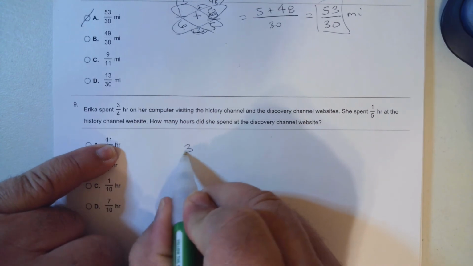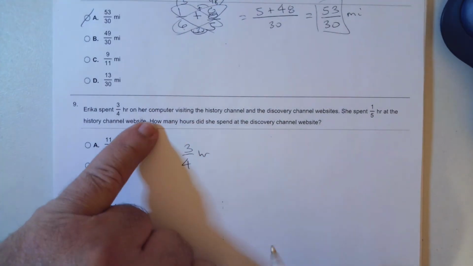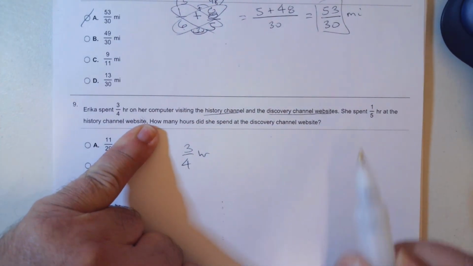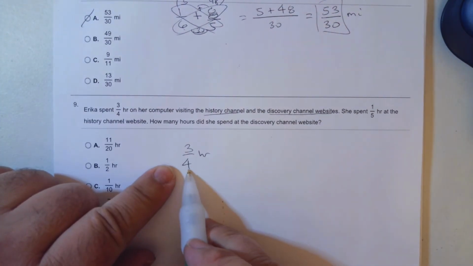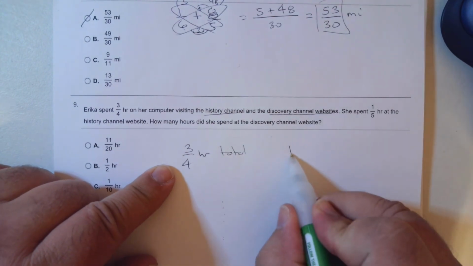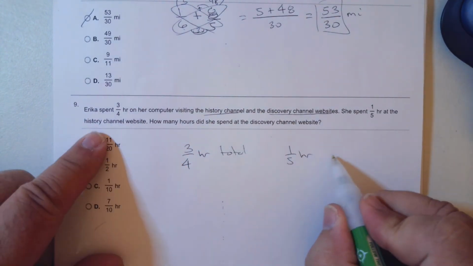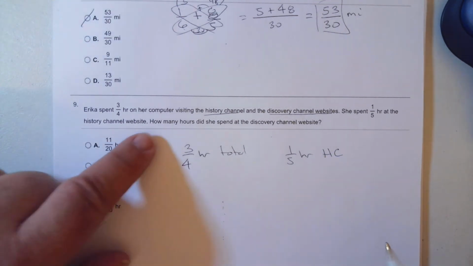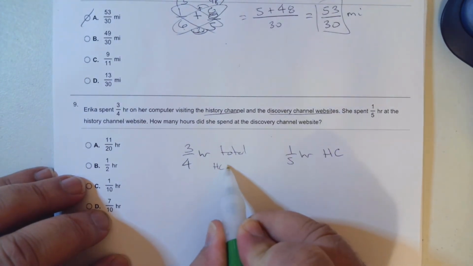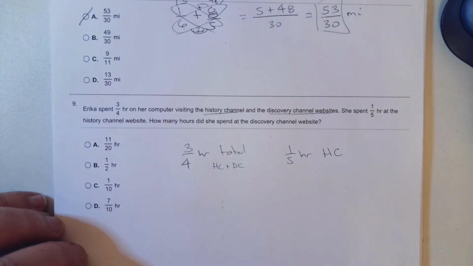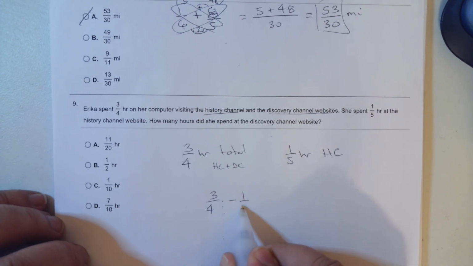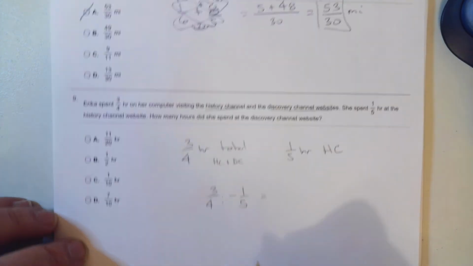Erica spent 3/4 of an hour on her computer visiting the History Channel and the Discovery Channel websites. That's total. She spent 1/5 of an hour on the History Channel. How many hours did she spend on the Discovery Channel? Remember, this one is History Channel plus Discovery Channel. So the way we figure this out is 3/4 minus 1/5, and that'll tell us the difference.